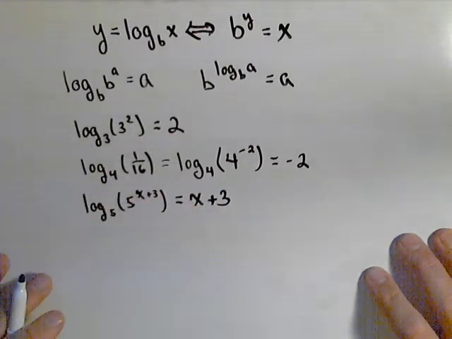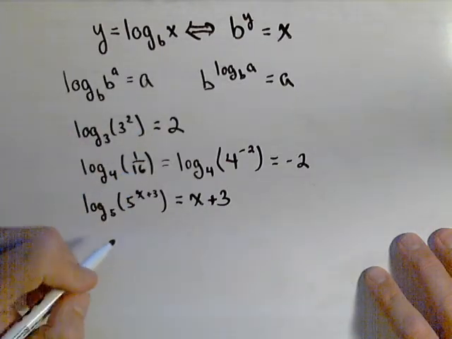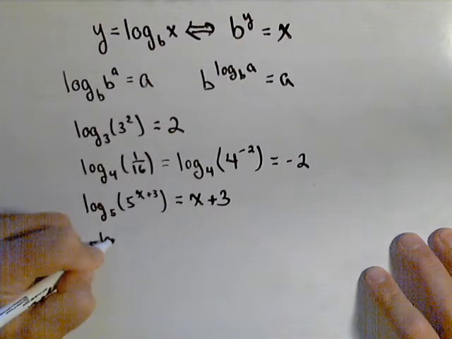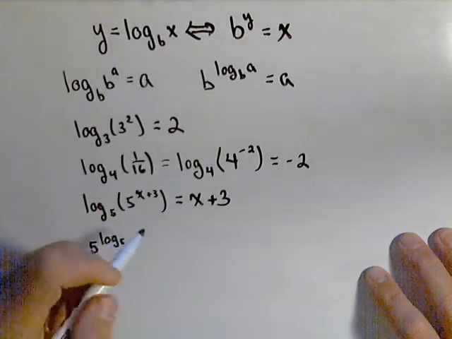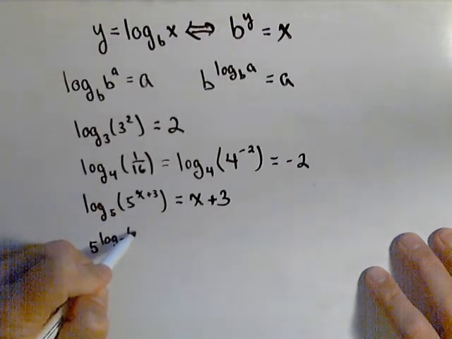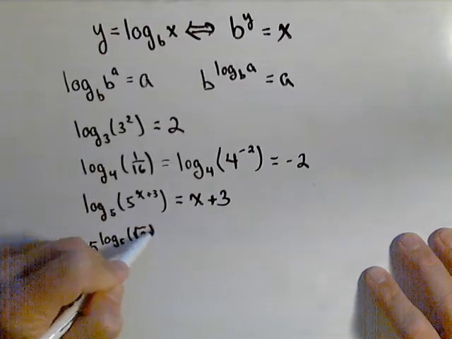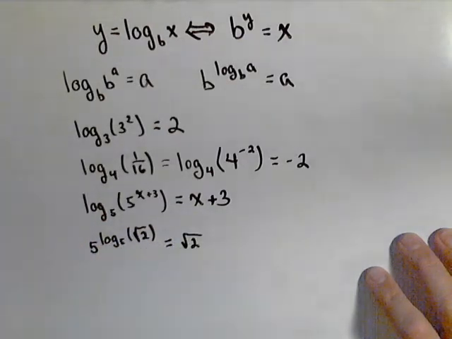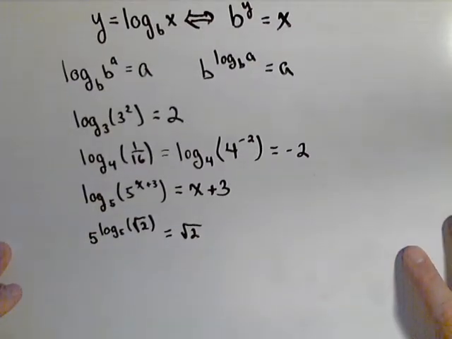So that's our inverse property, and it works in both directions. So if I had 5 raised to the log base 5 of square root of 2, that's equal to the square root of 2. Let's do a little tricky one here for our last one.